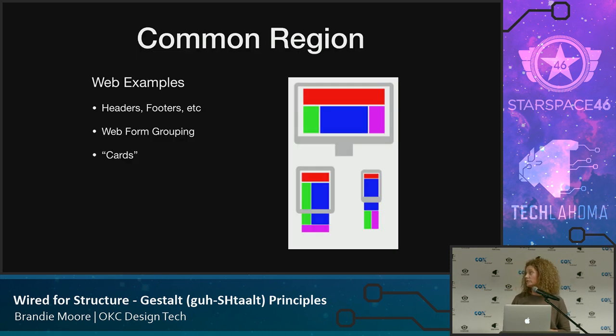Common region is the last one, and then we're going to get into examples in the audience participation part. Common region is really just saying that things that are in a similar space are related. In web design, you can think of your headers, your footers, your sidebars. People expect similar interactions and similar things to be in those spaces.